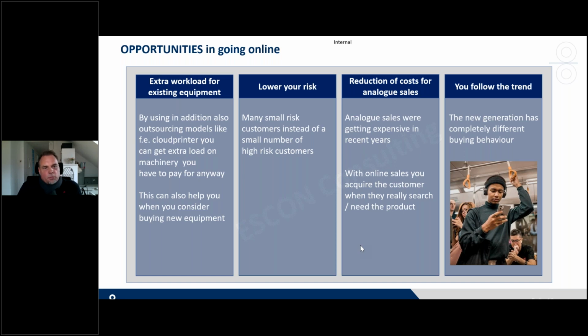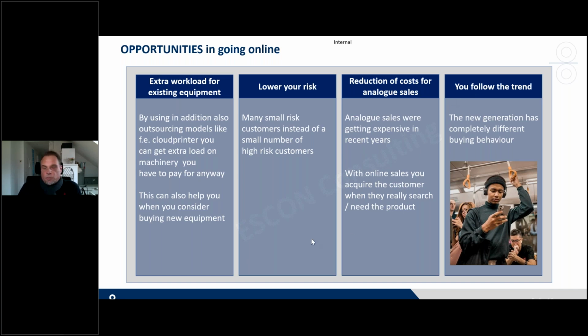So the one opportunity for sure is the extra workload for your existing equipment. So if you have an equipment and it's not completely filled up and you anyway have to pay it, you can put extra load on it by using your own web portal or by using outsourcing models like, for example, Cloud Printer, where you just print for other online printers. This can also help you when you consider buying new equipment.